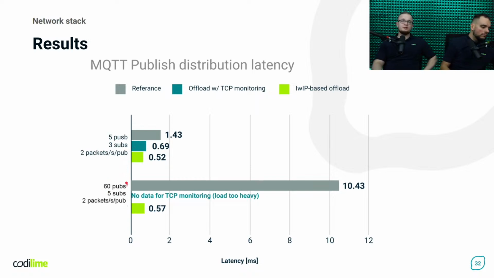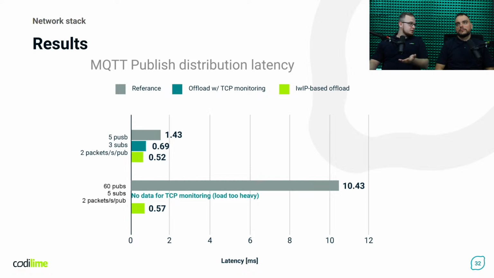We've increased the number of publishers to 60 and subscribers to 5, leaving the rate of the packets the same. Obviously, for the TCP monitoring, that was with 10 publishers, it crashed. With 60, our lightweight IP seemed to fare just fine, and it seems to scale really nicely. What was surprising was that the reference solution scaled poorly, but we just used the default configuration without playing around with it. It was not an optimized deployment. Yeah, right. We just took it as is.